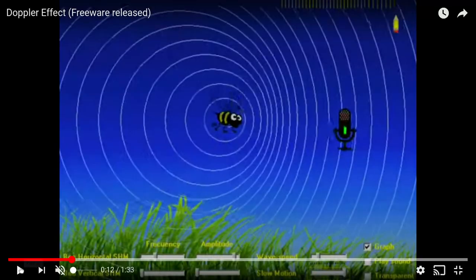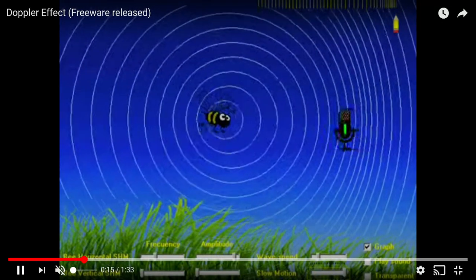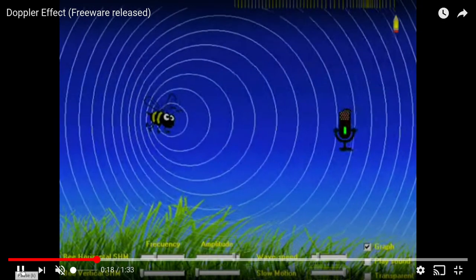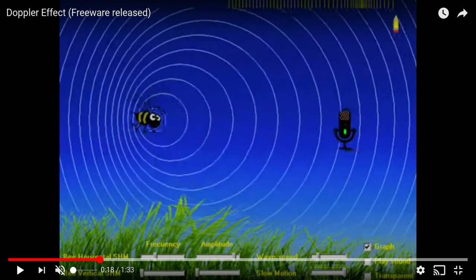What about if the bee's moving away? There we go, the bee's moving away from the observer. What happens now? Well, it's the opposite, isn't it? Because the bee's moving away and the sound waves are going in the opposite direction, the waves get stretched out. Can you see the wavelength has now increased? It's exactly the same thing, but the converse. If the wavelength gets longer, the frequency goes down. So the waves hitting the microphone will sound lower pitched because the frequency has gone down.